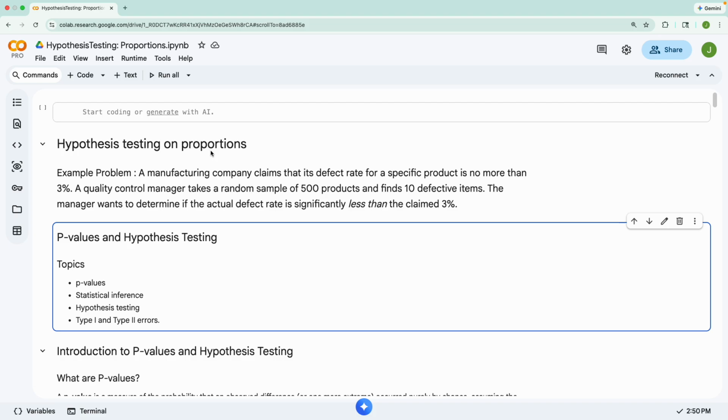I want to talk to you about hypothesis testing on proportions, and we're going to consider this example problem in which a manufacturing company claims its defect rate for a specific product is no more than 3%. A quality control manager takes a random sample of 500 products and finds 10 defective items. The manager wants to determine if the actual defective rate is slightly less than the claimed 3% level.